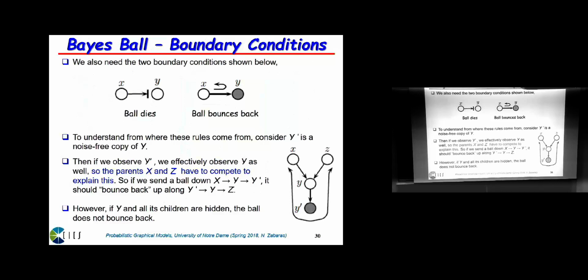However, let's consider the following case. Y is not observed, but let's say a child of y, or some noisy representation of y, is observed. Then what do you think happens? Only when we were looking at y was the ball blocked, but now what do you see in this diagram? What if y prime is a noisy version of y? Effectively, observing y prime is the same as observing y, and when you observe y, what happens to the ball?